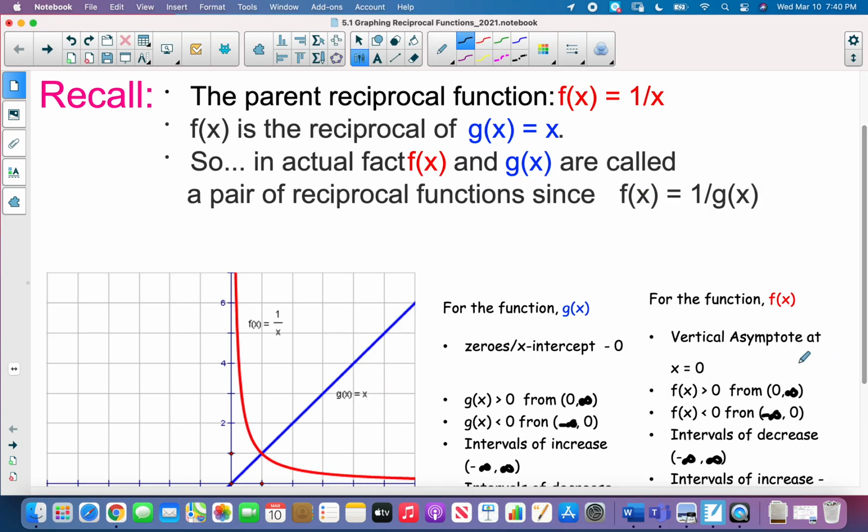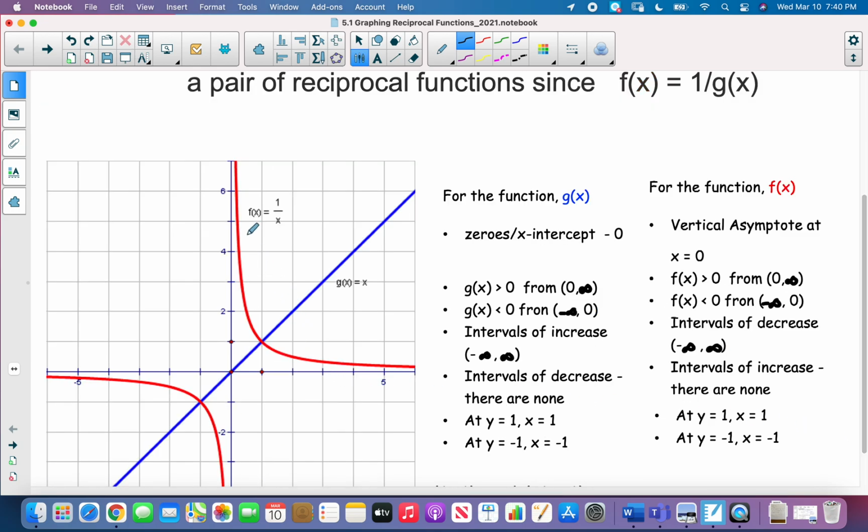So I have a very simple example here that we started with, and that is a parent function here, which is in blue, which is g of x equals x. And you look at the characteristics of this function, which is in blue, and the reciprocal function, which is f of x equals 1 over x, which is in red. So let's just look at them a little closely.